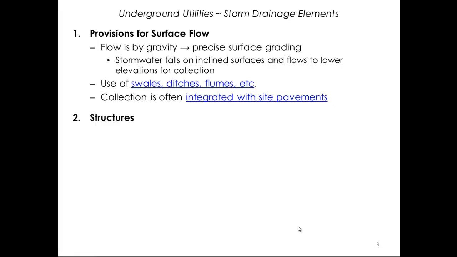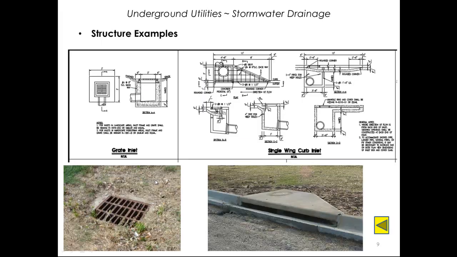Our next stormwater element then is the use of structures to collect the stormwater. As mentioned, there are a wide variety of structures, far too many to try to illustrate here. On the left is a grade inlet in plan and actual views. Grade inlets can be placed in both landscaped or paved areas to collect water and direct it into a piping system. On the right we see a type of curb inlet which will collect water from the street pavement and also direct it into the piping system.